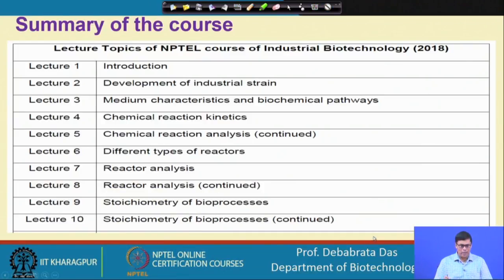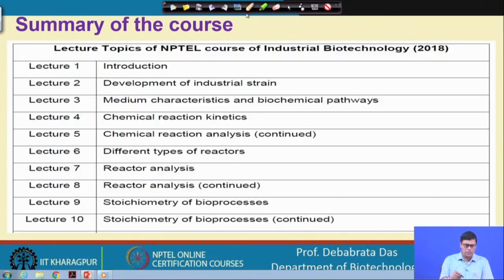Now after that, let me give you the course content that we have in this particular course. In the first lecture I covered the introduction, in the second lecture the development of industrial strain, and in the third lecture the medium characterization and biochemical pathway, which is very important. Then in the fourth lecture we discussed chemical reaction kinetics, which we discussed over 2 lectures, and then reactor analysis. Reactor analysis is very much required for designing a reactor.